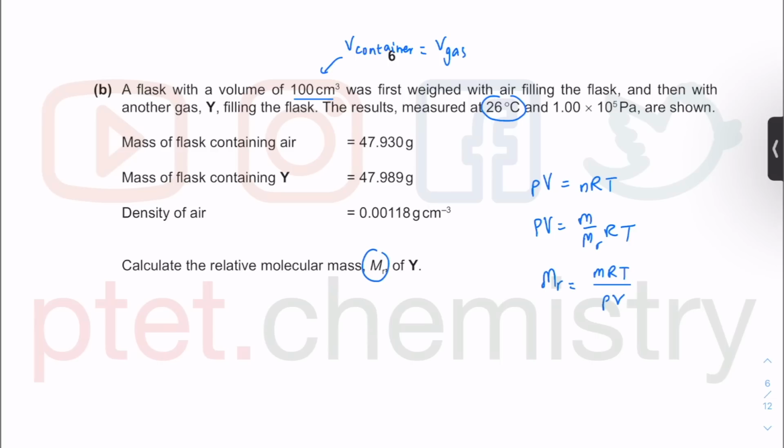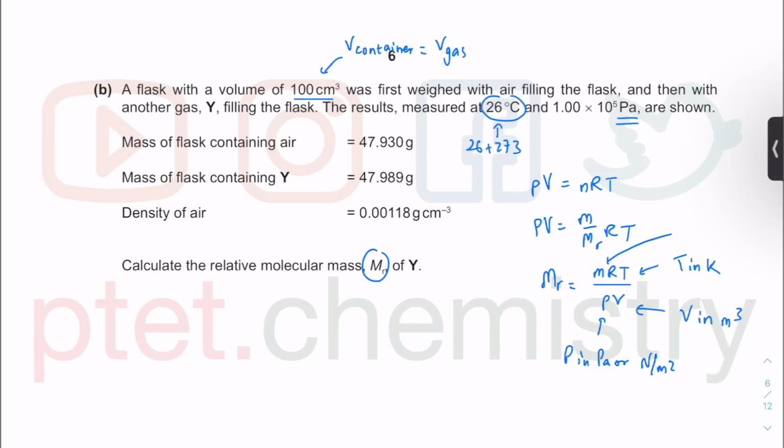Now what is very important is that the temperature must be in Kelvin, and this is 26 degrees Celsius, so you need to add 273 to convert that to Kelvin. The pressure is in Pascal, which is alright, or it could be Newton per meter square. The volume there must be in meter cube.